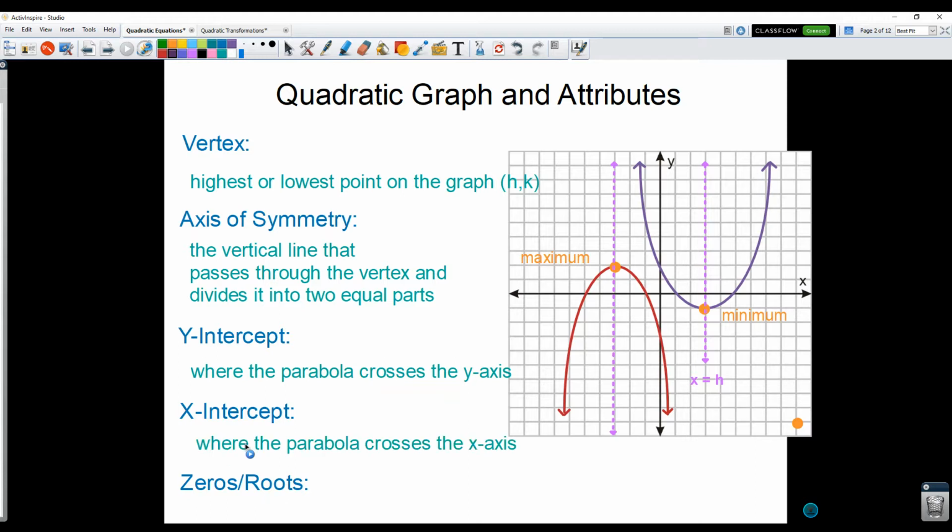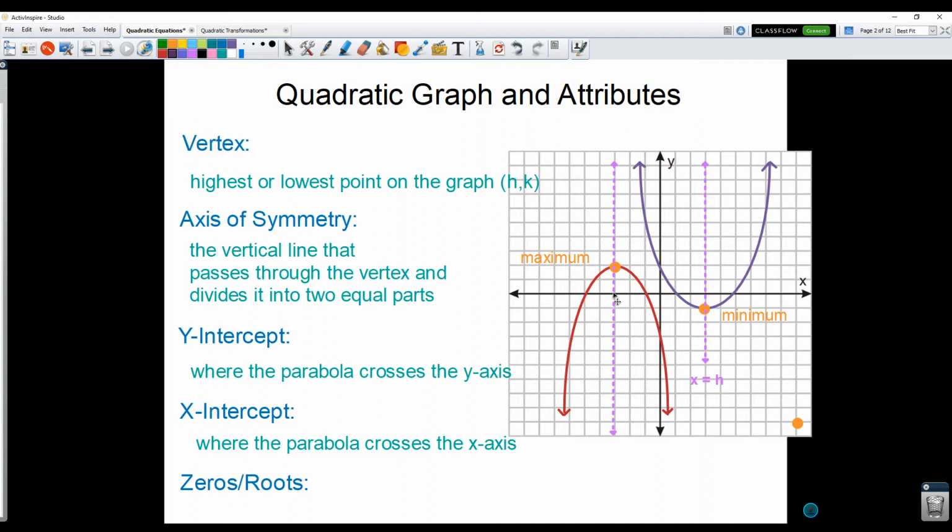The next thing to consider are your x-intercepts. Now the x-intercepts are interesting. It's where the parabola crosses your x-axis. If you notice for the purple one, it's crossing in two different places. It crosses here at (1, 0), and then it crosses here at (5, 0). For the red one, we're looking at (-1, 0) and (-5, 0). So it's crossing in two different places.